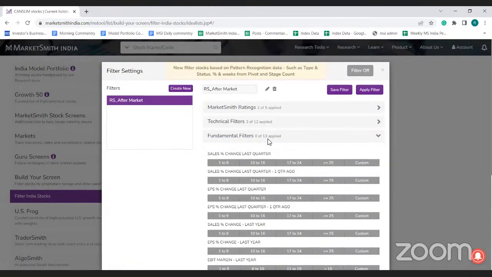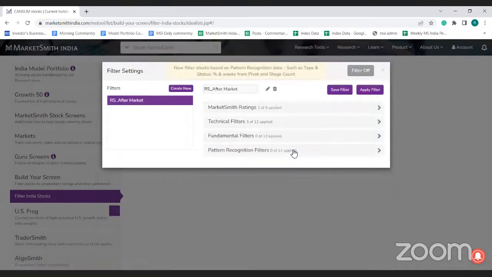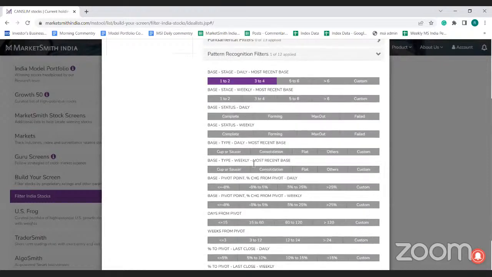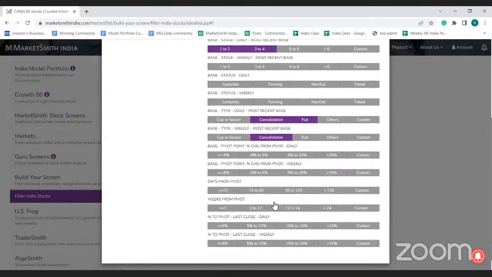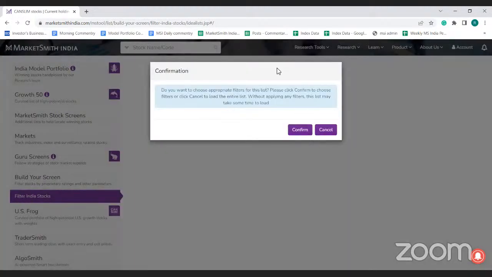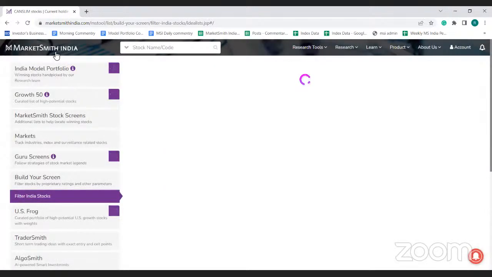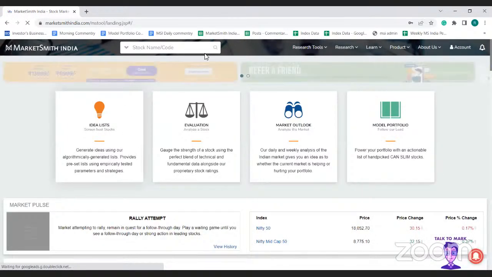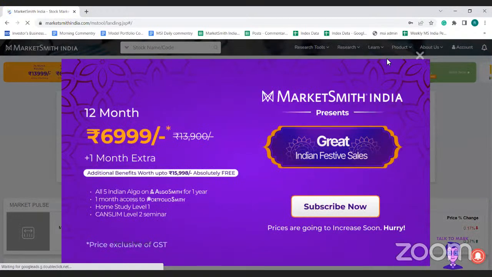If you look at the fundamental filters, all of them can be applied. You can also apply technical pattern recognition filters, like which stage it is, stage 1 and 2, and stage 3 and 4 is the one above that, sorry. Then whether it is flat, in consolidation, which base you want to see, and percentages, you will get all that here. So everything can be done in this filter section. I'm not going into detail on that, as it is available in the product demo video. But yes, you can go to this filter list and shortlist everything there.